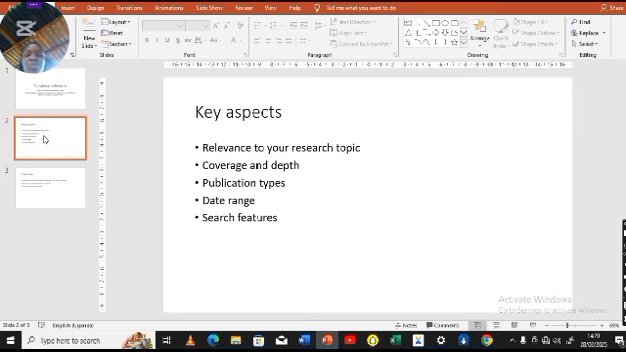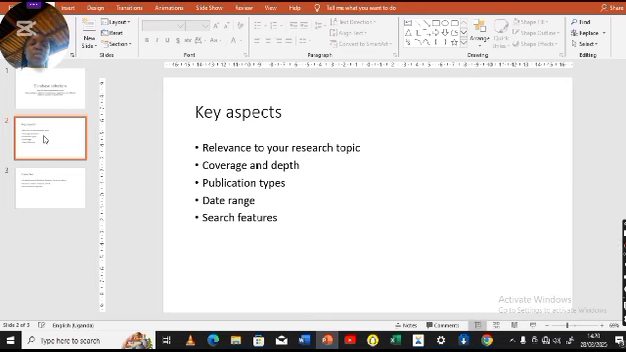When you go to publication types, always consider if the database provides access to the types of publications you need, such as peer-reviewed journal articles, conference papers, book chapters, and grey literature. When you talk about date range, this means check if the database covers the time frame relevant to your research, specifically if you are studying a topic with historical or recent development.